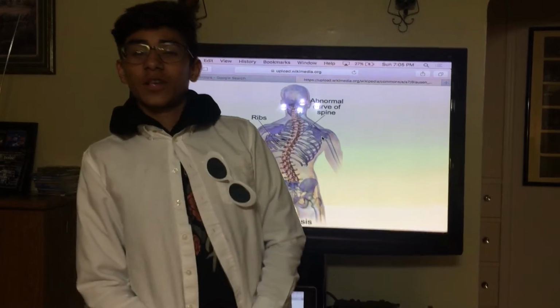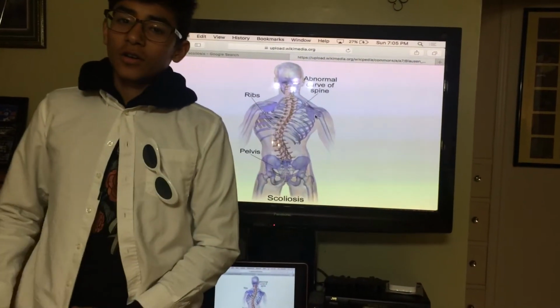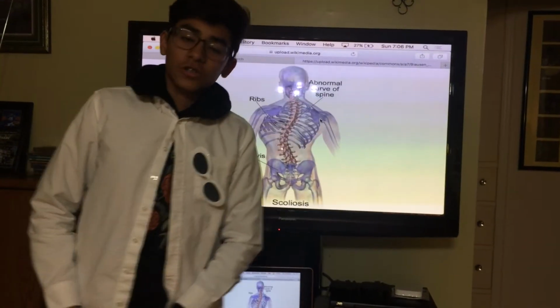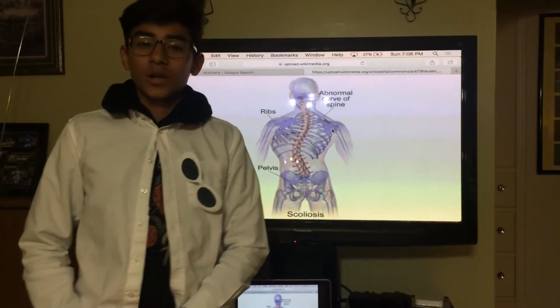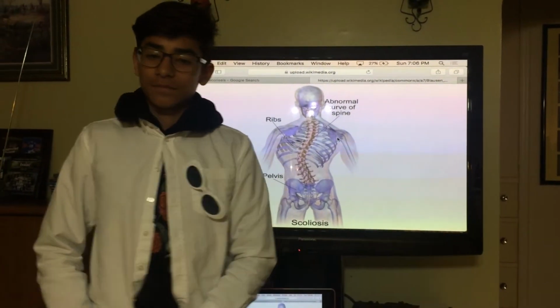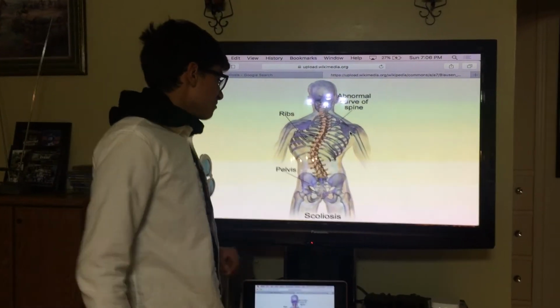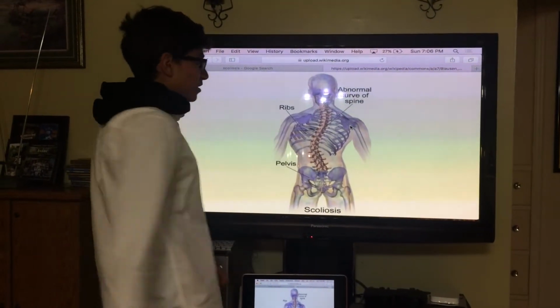Non-structural scoliosis can be caused by muscle spasms, one leg being longer, inflammation, and a variety of other factors. Structural scoliosis can be caused by cerebral palsy, tumors, birth defects, infections, and other various factors. As you can see, this man right here has scoliosis because his spine bends like this.